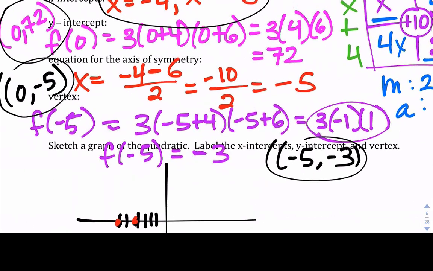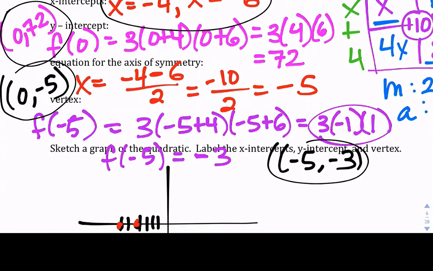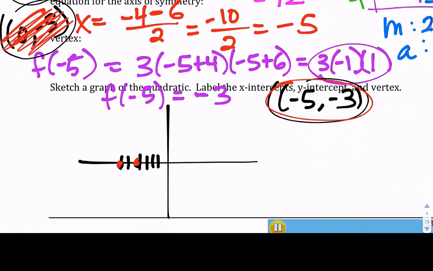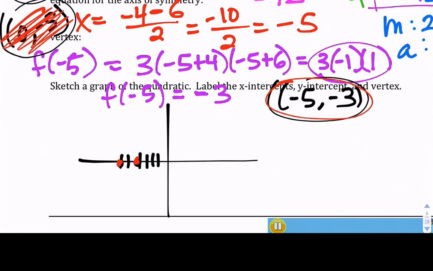And then our axis of symmetry will be negative 5. Okay, so this was wrong, I'm sorry. Negative 5, negative 3 right here. Let's do that in green. So here's negative 5, negative 3.